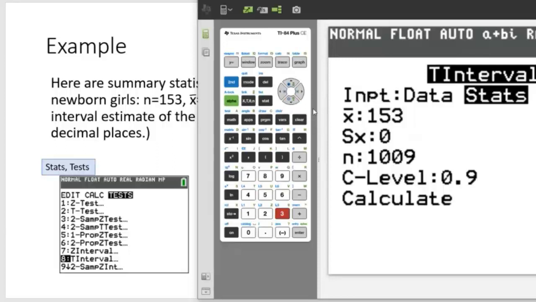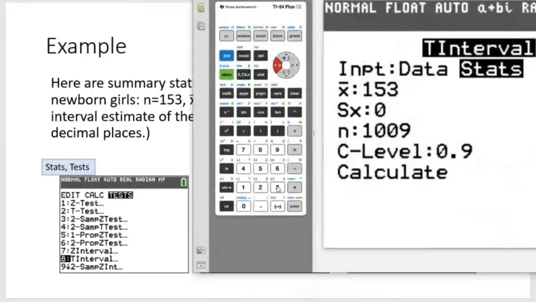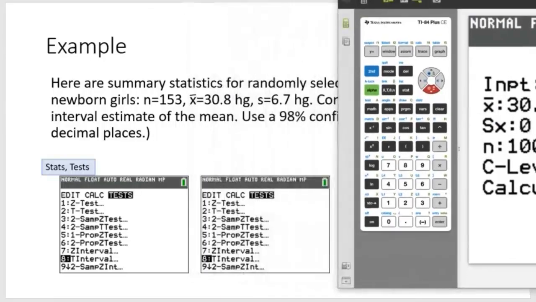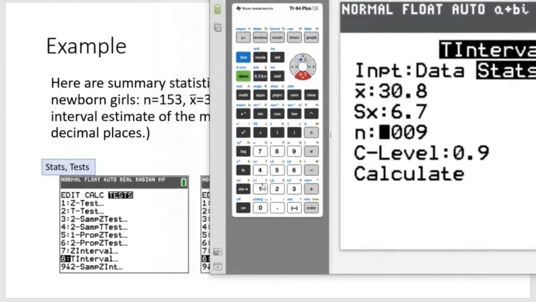Oh, and I put that in the wrong place, didn't I? That was not clever. X bar was 30.8. Okay. X bar was 30.8. The S, the sample standard deviation, was 6.7. And then N was my 153.